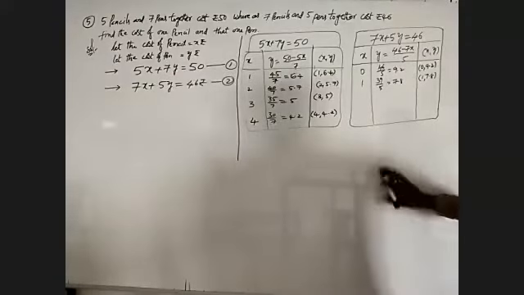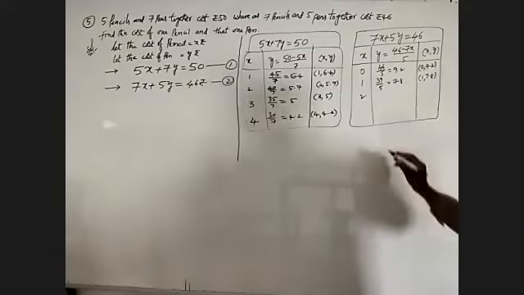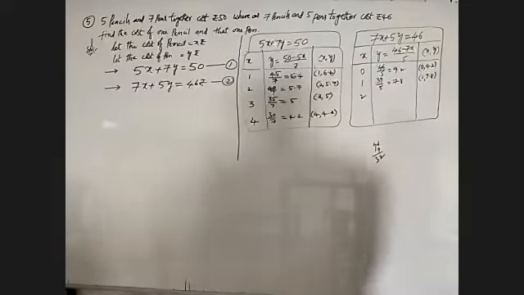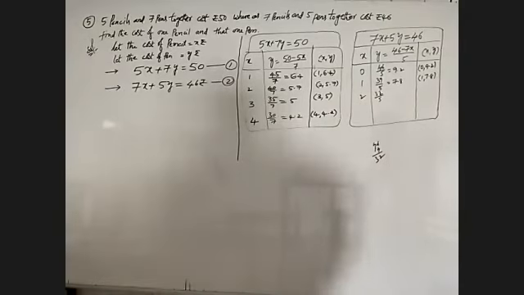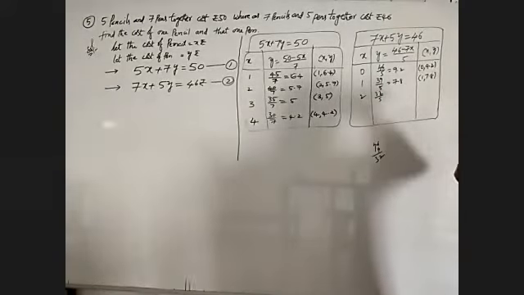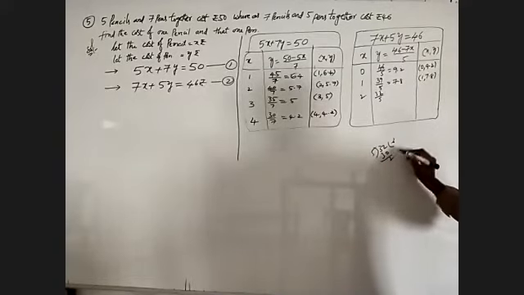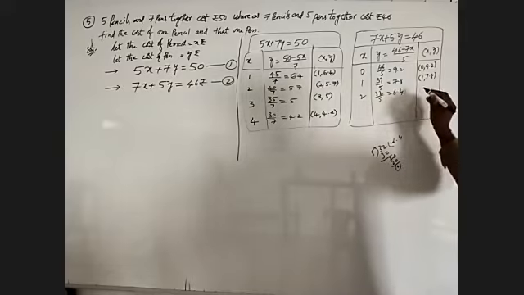After that, let x is equal to 2. 7 twos are 14. 46 minus 14 is equal to 32. Here the value is 32 by 5. 5 sixes are 30. Remaining is 2.0. 5 fours are 20. The remainder is 0. That is the point, 6.4.